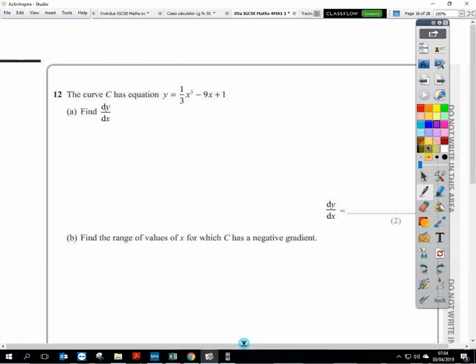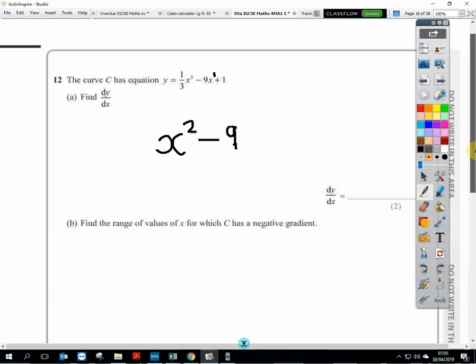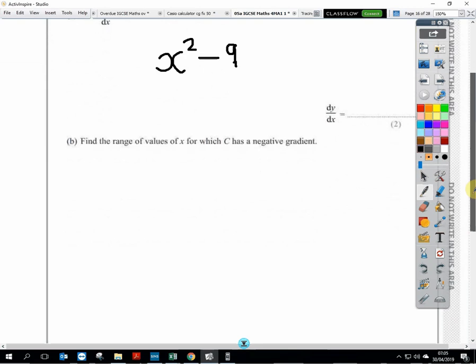Okay, find dy by dx. So differentiate this. 3 times 1/3 is 1. And then you reduce the power by 1. So you get x squared. You can write 1x squared if you want to. You don't have to. 1 times negative 9 is negative 9, and then it becomes x to the power 0. But we don't write x to the power 0 because x to the power 0 is 1. And the number 1 just disappears. Bye-bye. So it's x squared minus 9.